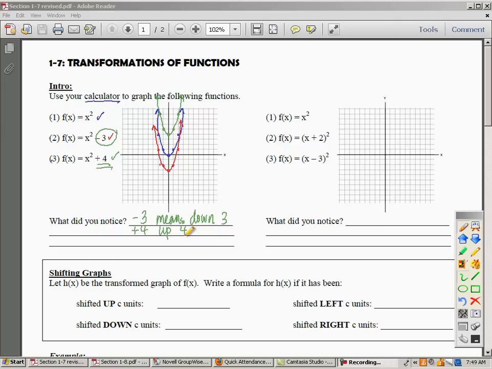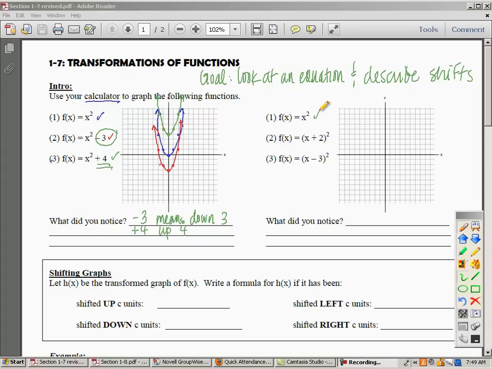Our goal for this, though, is to be able to look at an equation and describe the transformation. I'm going to say shifts. Describe the shifts without using your calculators. That's our goal for this lesson. So I'm going to do the other one with you too, and then we'll get into some general ideas.